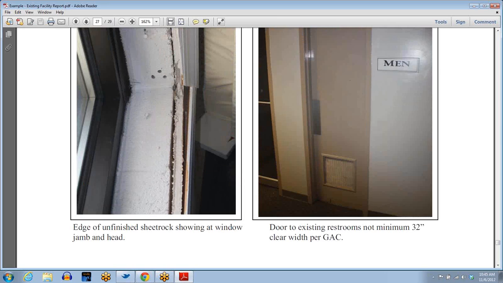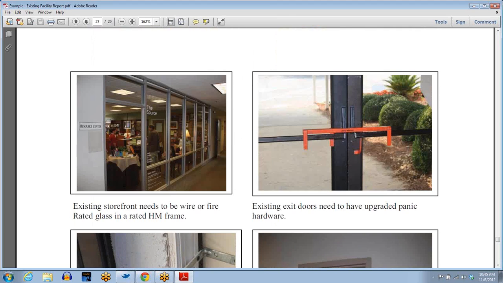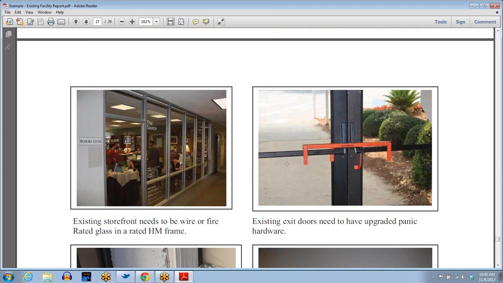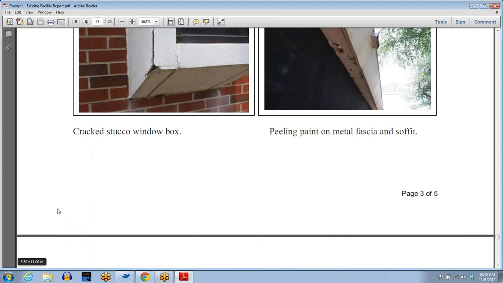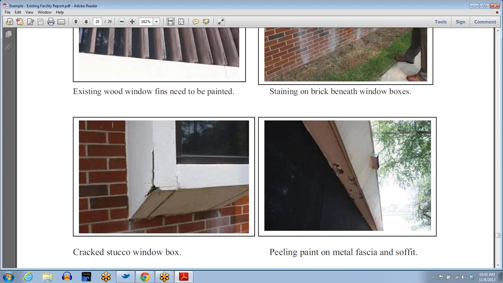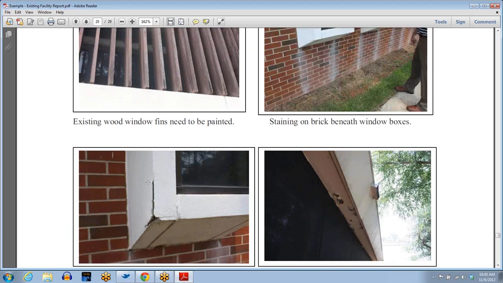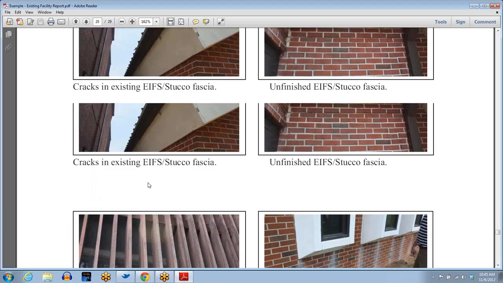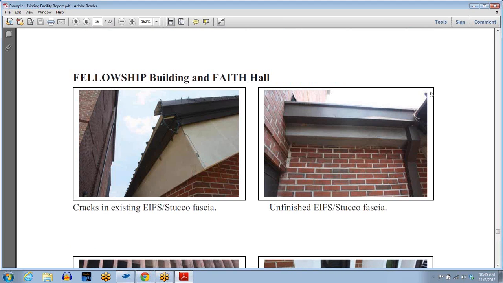The size of these bathroom doors here, they're not minimum 32 inches. You've got a problem here for upgraded panic hardware, the problem there. So on and on, they'll point these things out to show you areas where you need to catch up to your maintenance.